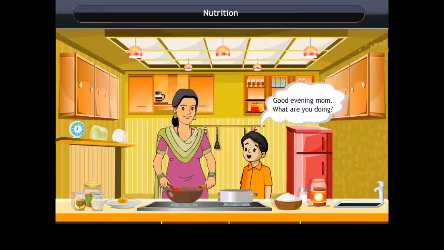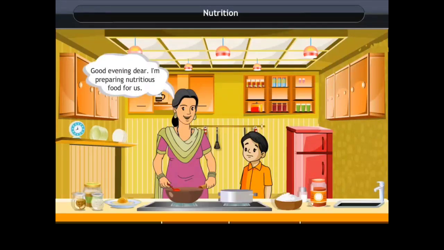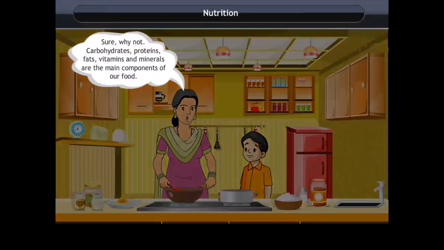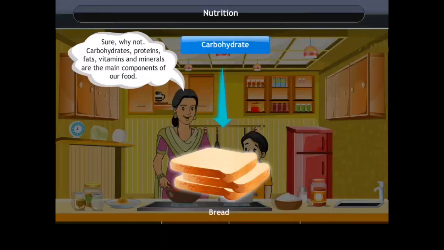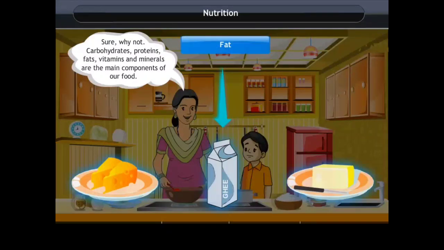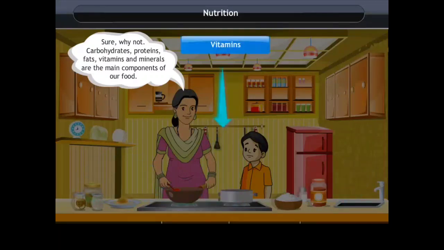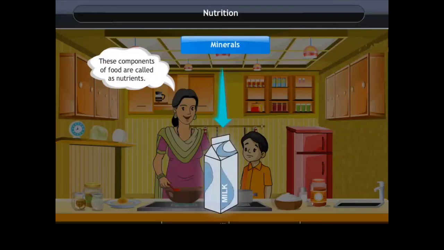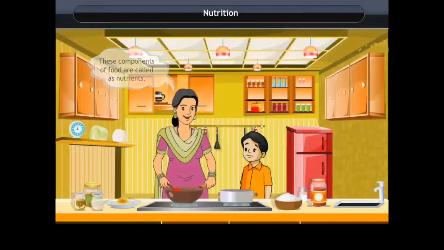Good evening, Mom. What are you doing? Good evening, dear. I am preparing nutritious food for us. Mom, could you please tell me about the components of our food? Sure. Carbohydrates, proteins, fats, vitamins and minerals are the main components of our food. These components of food are called nutrients.